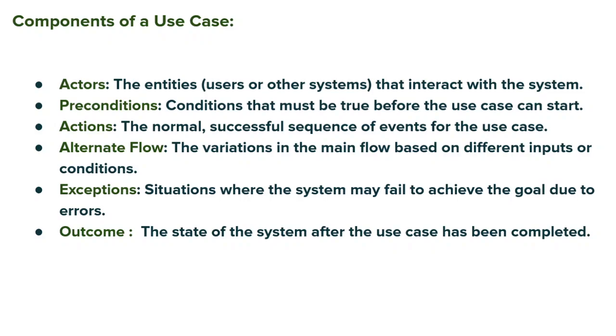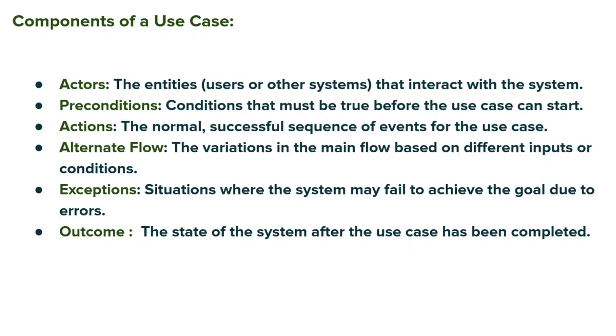Actions. The normal and successful sequence of events for the use case. As I explained earlier, the actor performs certain actions, such as entering data, clicking some button, etc. Actions are basically sequential steps done by the actor in that use case. Alternate flow. The variations in the main flow based on different input or different conditions. If the user enters the correct login credentials, he will be logged in and redirected to some page in the system after login.